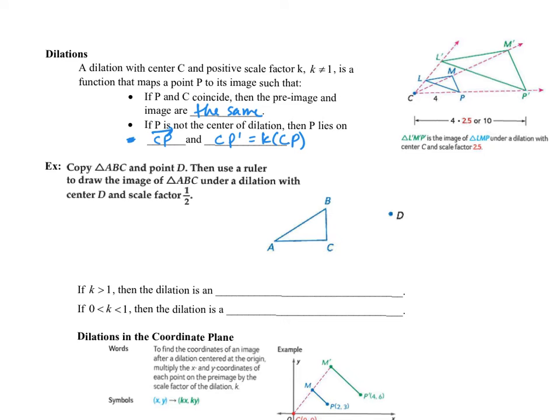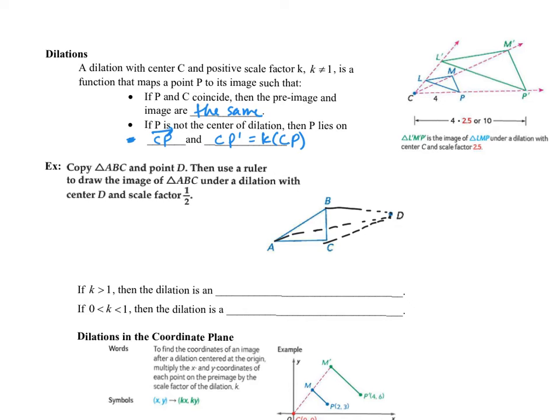image. Unlike here, we had a scale factor bigger than 1, so your image was farther away. It was on the other side of the image. Here, if your scale factor is less than 1, it's going to be here. So let's start by doing this. Let's just connect C to B, center of rotation to B, center of rotation to A, and the center of rotation to D.